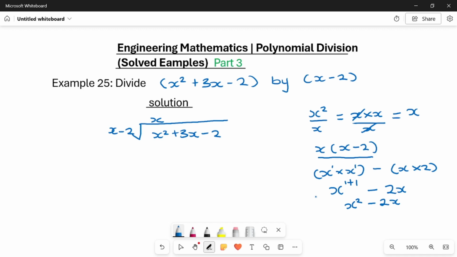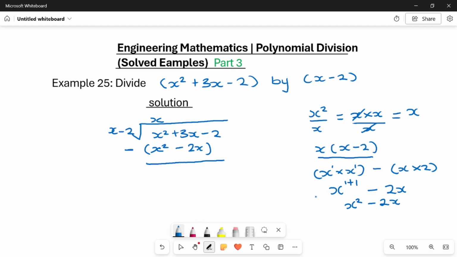So you write it here. Your answer is x squared minus 2x. You write it here, x squared minus 2x. You can put it in a bracket because you're subtracting from this now. So when you subtract, with the remaining value you continue dividing until there's no more x left. So now we have this minus this.